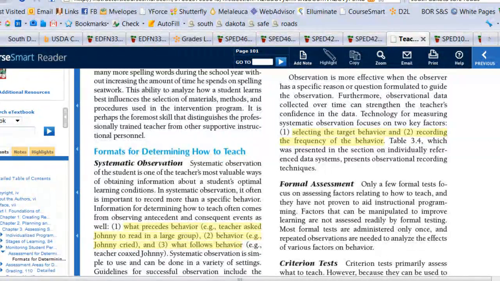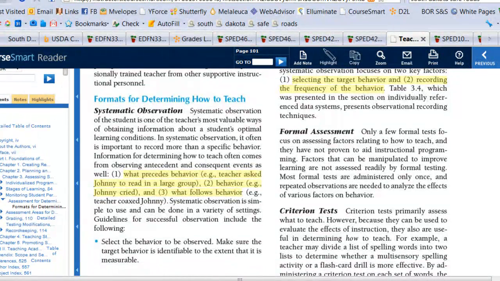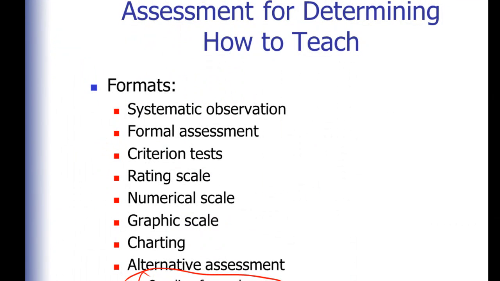So here are these formats for determining how to teach. First of all, systematic observation. And this is what you'll want to pull out of here. What precedes the behavior, the behavior, and what follows it. We call it the ABC. Antecedent, behavior, consequences. Please write that down in your notes. ABC, antecedent, behavior, consequence.